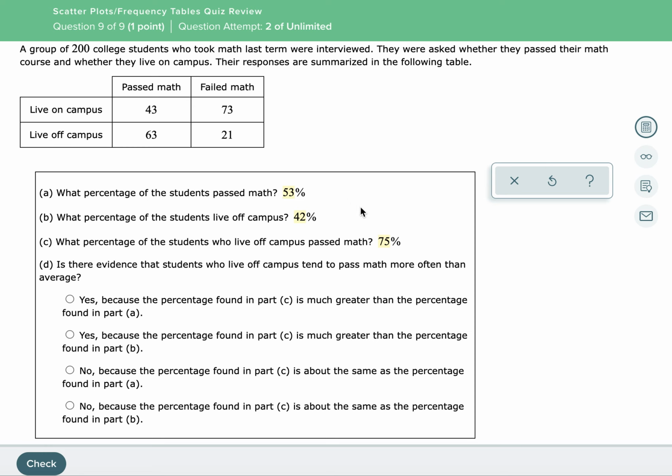Remember, we're talking about math. So we're talking about our 2 separate sample sizes. So we're talking about our sample size of just the off-campus, which is this one, versus our total sample size of all college students, right, of who took the survey. So it would be yes, because the percentage found in Part C is much greater than the percentage found in Part A. Remember, we're not relating it to B because it's like comparing it to itself again, and we want to stay away from that.